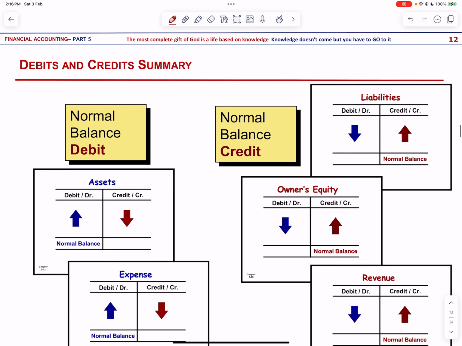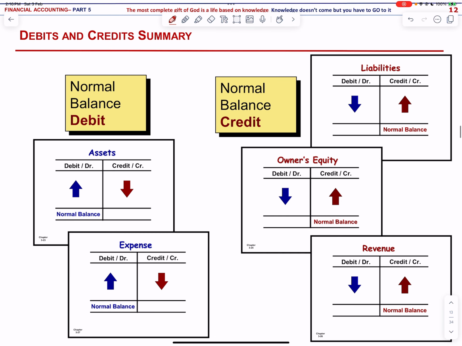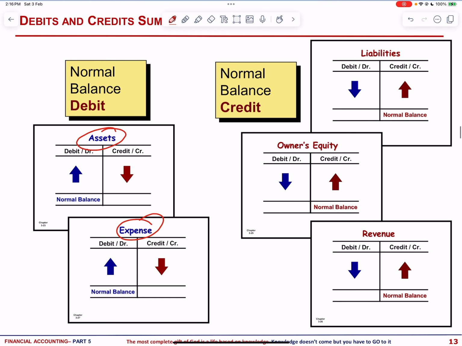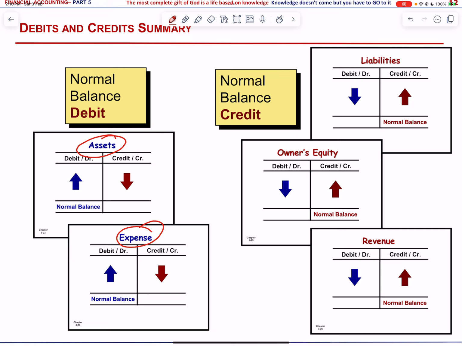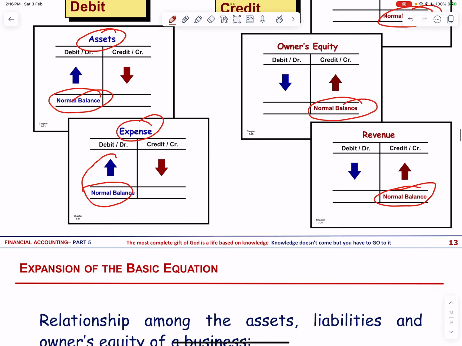This is the summary of what we have done so far. If you can see, for assets and for expenses and even for dividends, we will have the same rule. Assets, expenses and dividends will always have a debit balance, while the liabilities, owner's equity and the revenue will always have a credit balance.